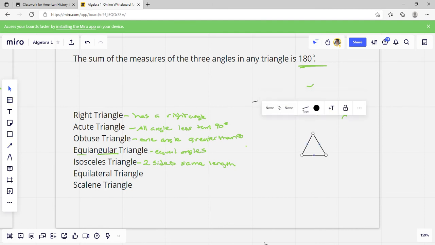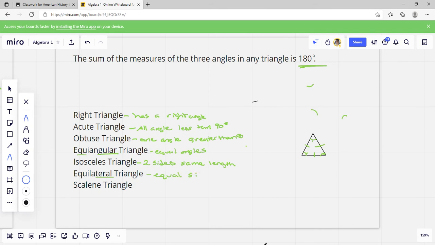And how they mark whether or not they're the same, they'll just put a mark through here. And that tells us that all three sides are the same. Or they'll do that with a little mark through to show you that all three angles are the same. So an equilateral triangle is going to have equal sides, and an equiangular triangle has equal angles. So remember, whenever you hear lat, think of sides, and angular is angles.